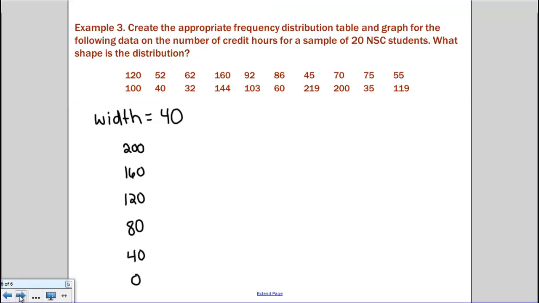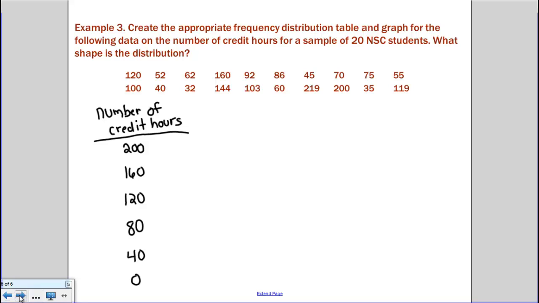So these represent, I'm going to go ahead and delete this now, the basis of the number of credit hours, the grouping for that. So number of credit hours. Just like the traditional frequency distribution table, you want to label each column. So now let's go ahead and finish these groups.